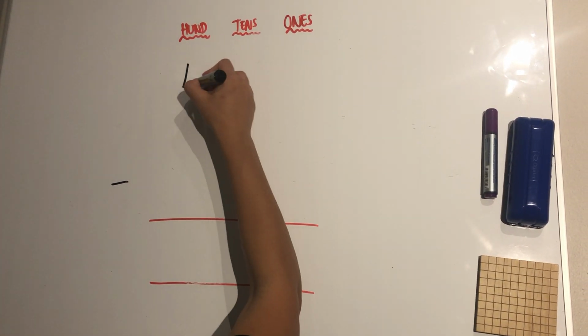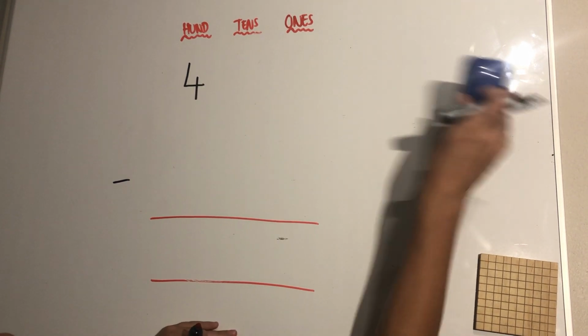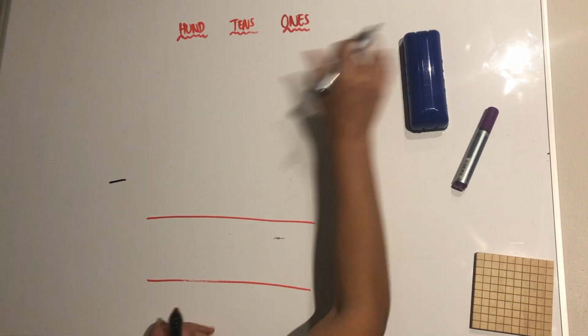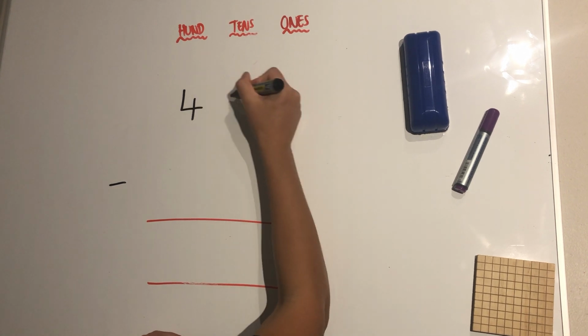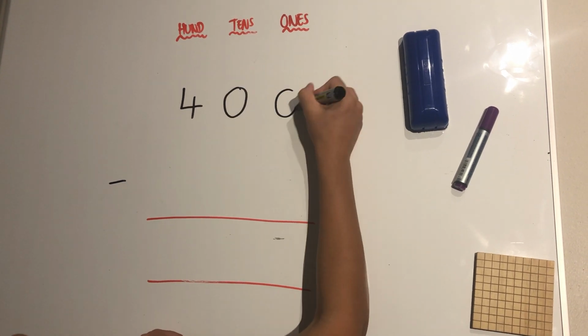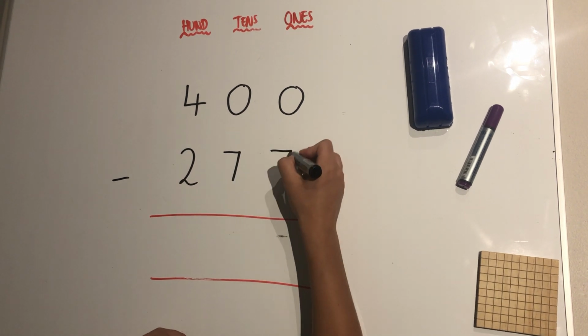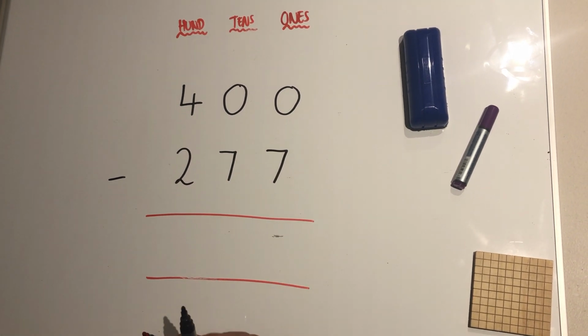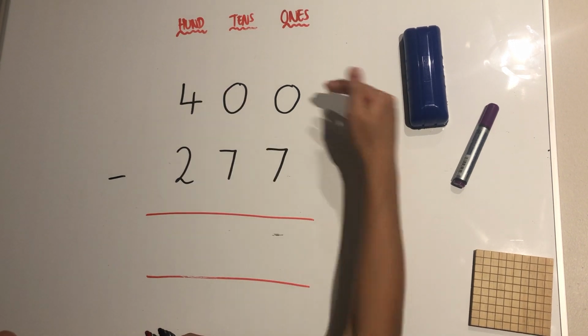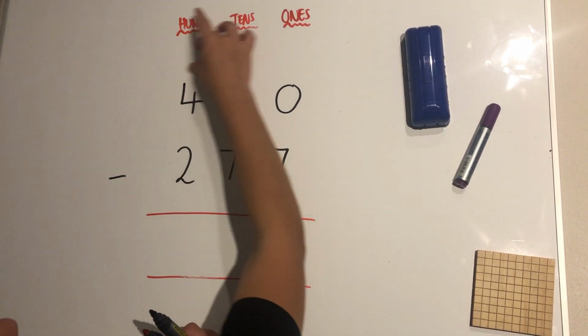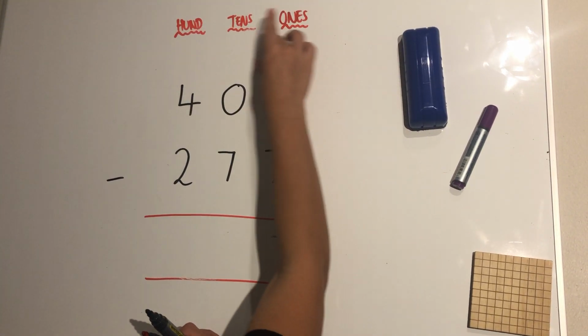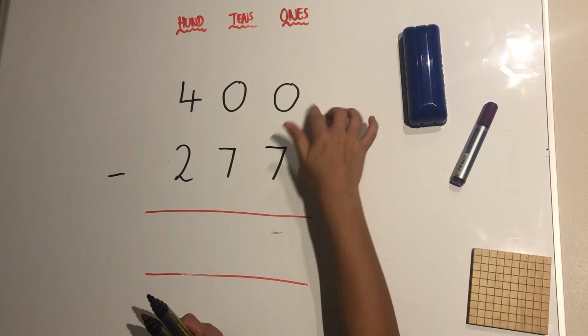400, I'll do that a little bit lower, sorry. 400 subtract 277. And it's really important in your workbooks to not squish all your equations up because you need working out space above your top number.